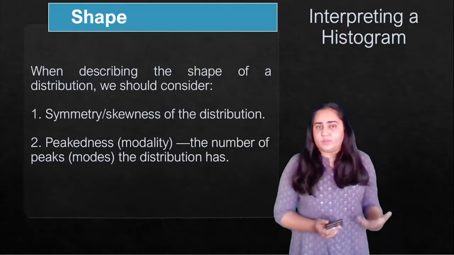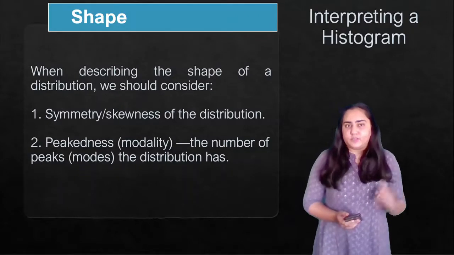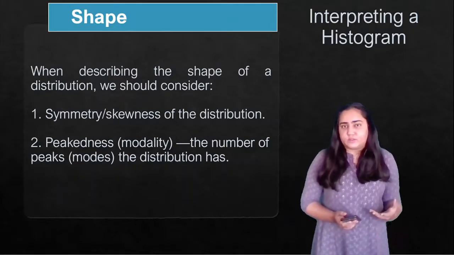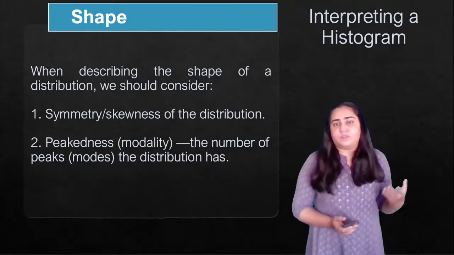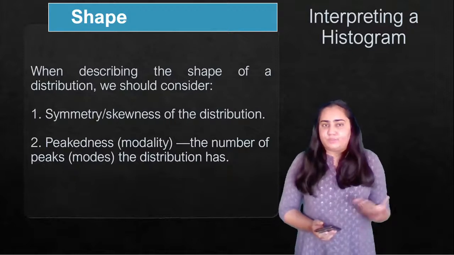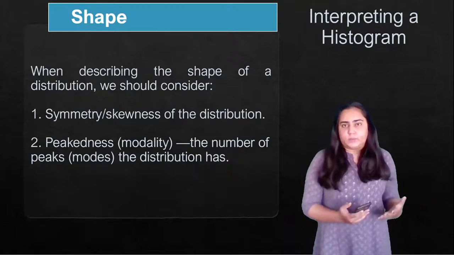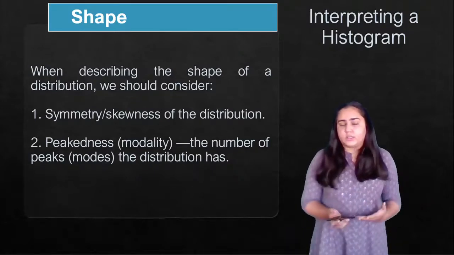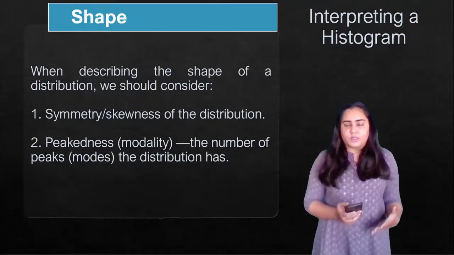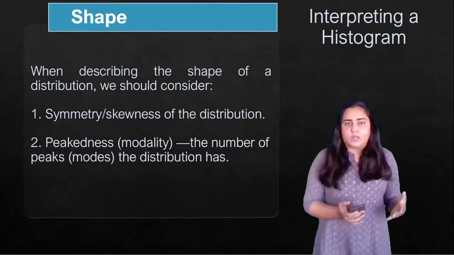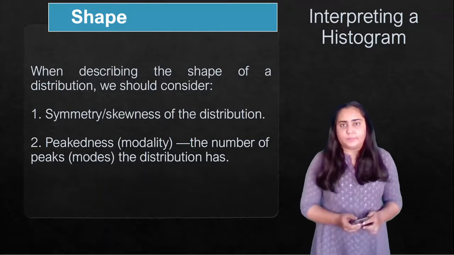When describing the shape of a histogram or the shape of a distribution, we should consider two things. The first thing is symmetry or skewness of the distribution. And the second thing is peakedness or modality, which is the number of peaks or modes that the distribution has. And mode is just a measure of central tendency, which you must have studied in school. Although I'm going to talk about that in the next video, I would still be using that term over here. And as we proceed, you'll understand it better.